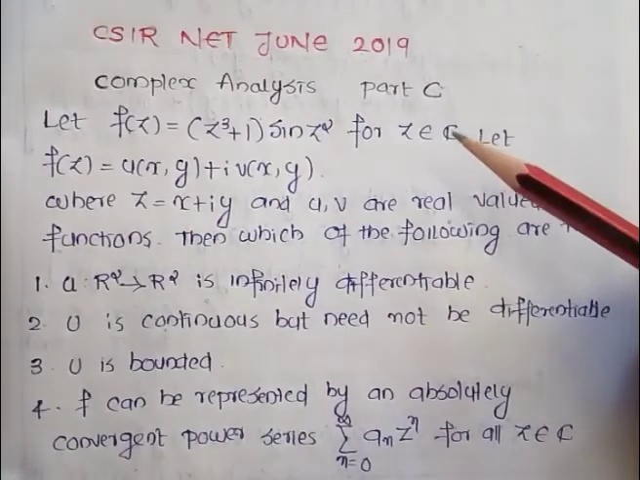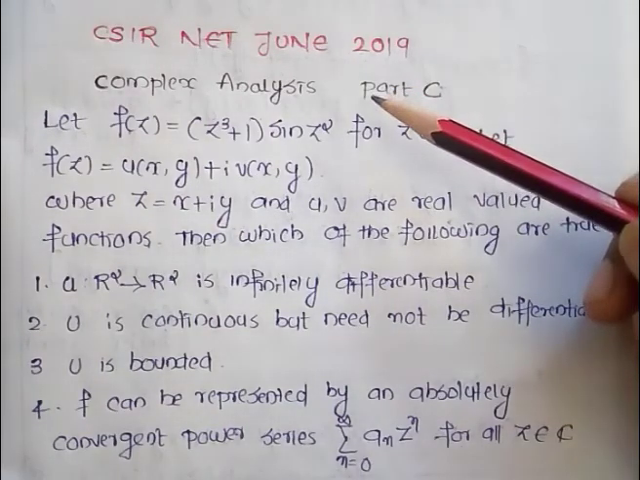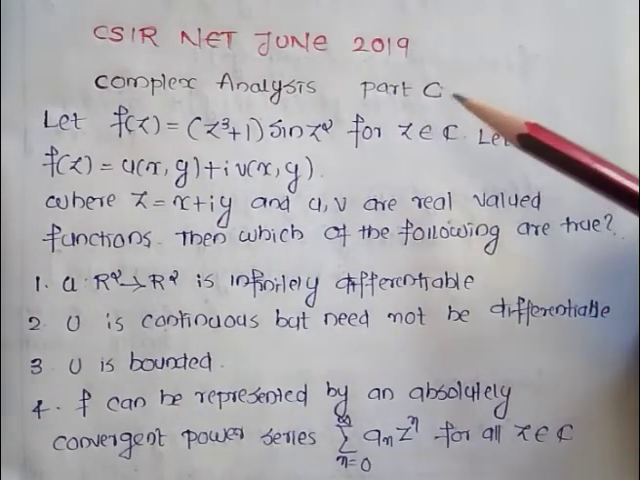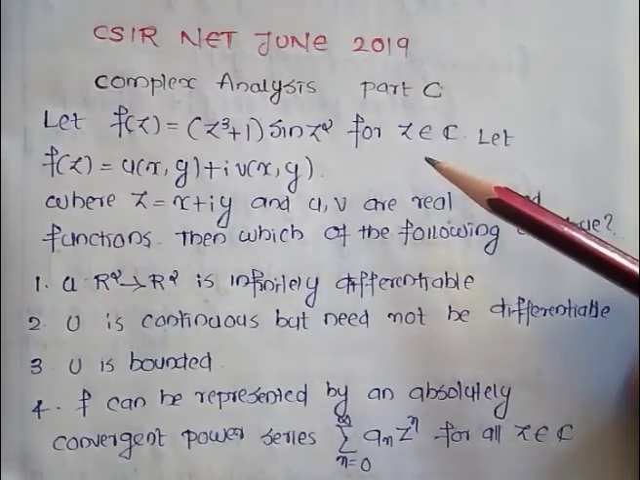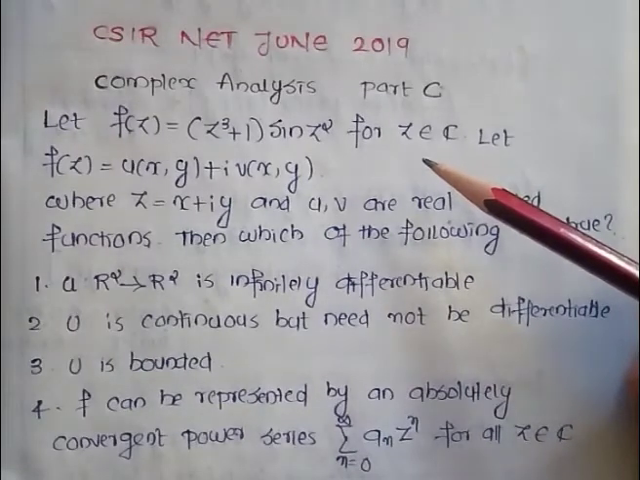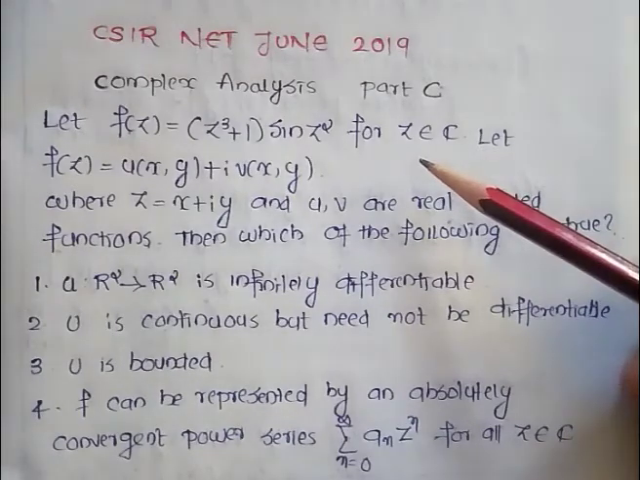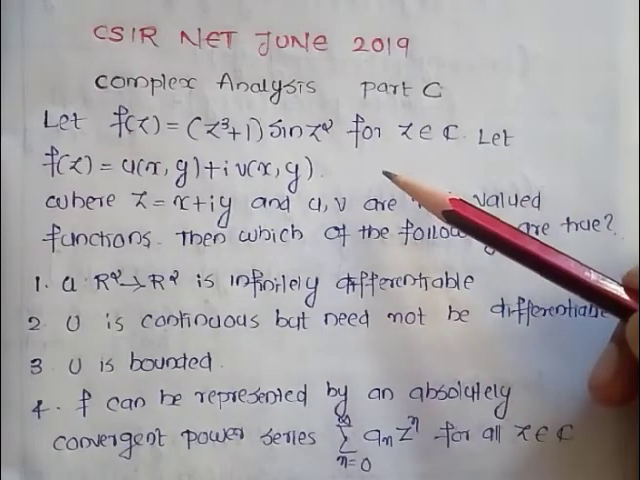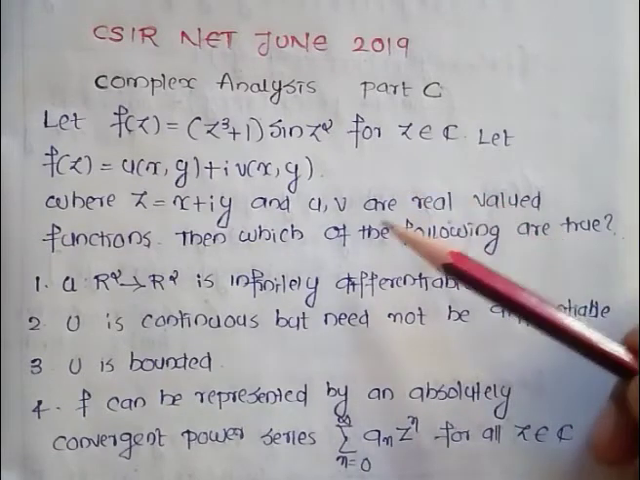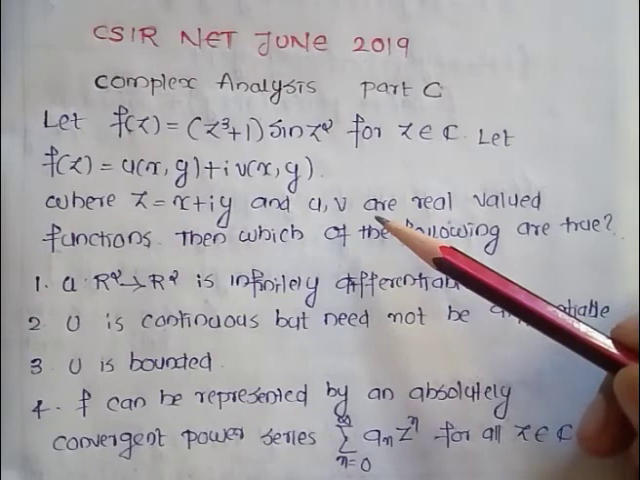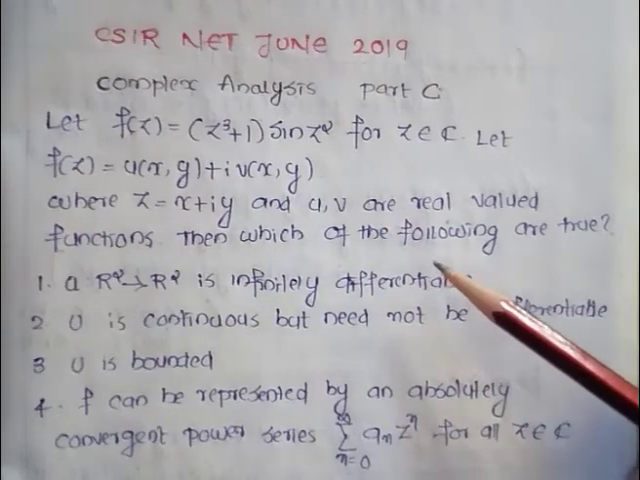Today I am discussing CSIR NET questions, June 2019. Topic: complex analysis. It's a Part C question. Question: let f(z) = (z^3 + 1) sin(z^2) for z belongs to C. Let f(z) = u(x,y) + i v(x,y), where z = x + iy and u and v are real valued functions. Then which of the following are true?